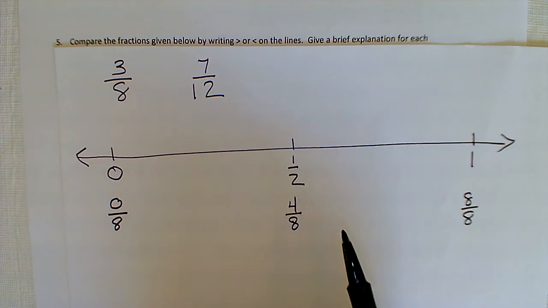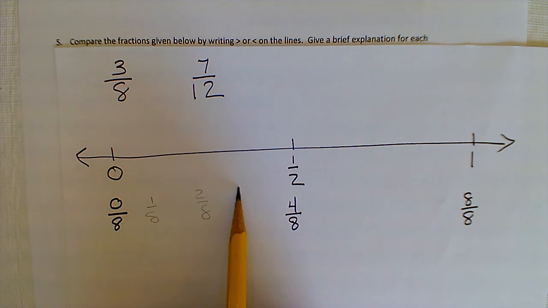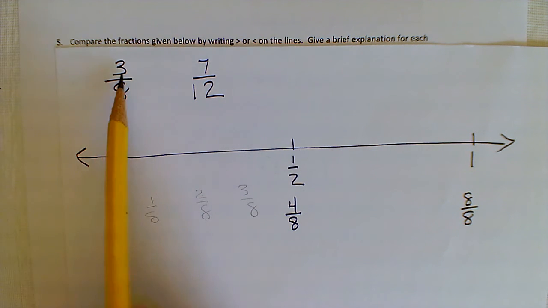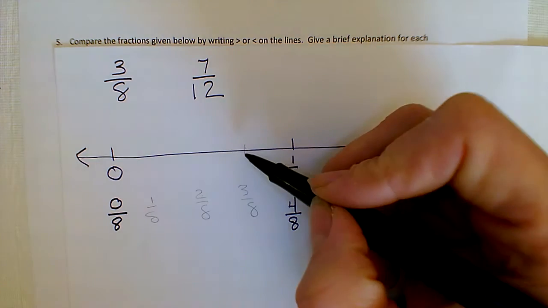Where would I put that on here? I'm going to grab my pencil because I don't want to make dark marks right now on my paper. But if I were to put my eighths in here, I could say that I would have 1/8, 2/8, 3/8, 4/8. So I can see I'd have 0, 1, 2, 3, and 4. So I now know that 3/8 is going to be right about here. And I'm going to go ahead and put that on our number line.